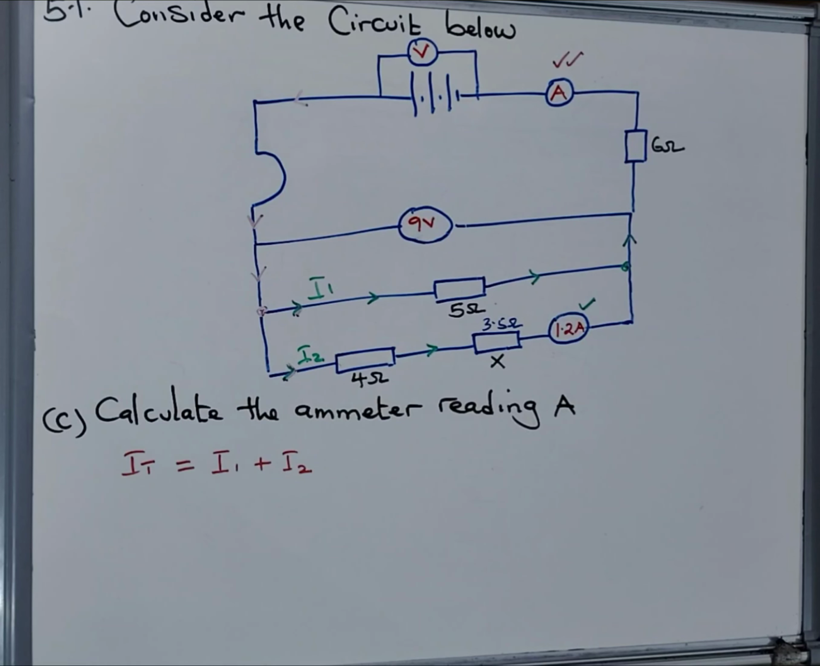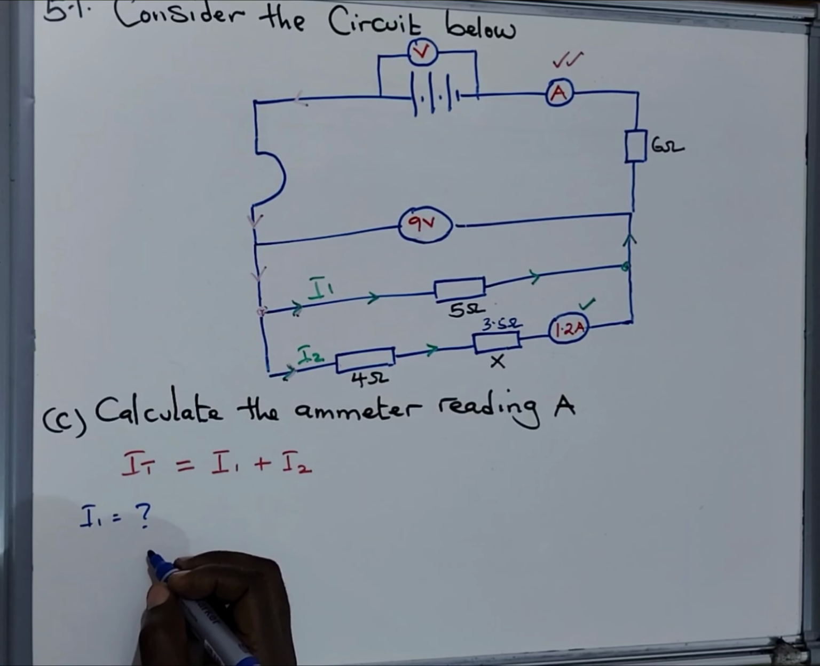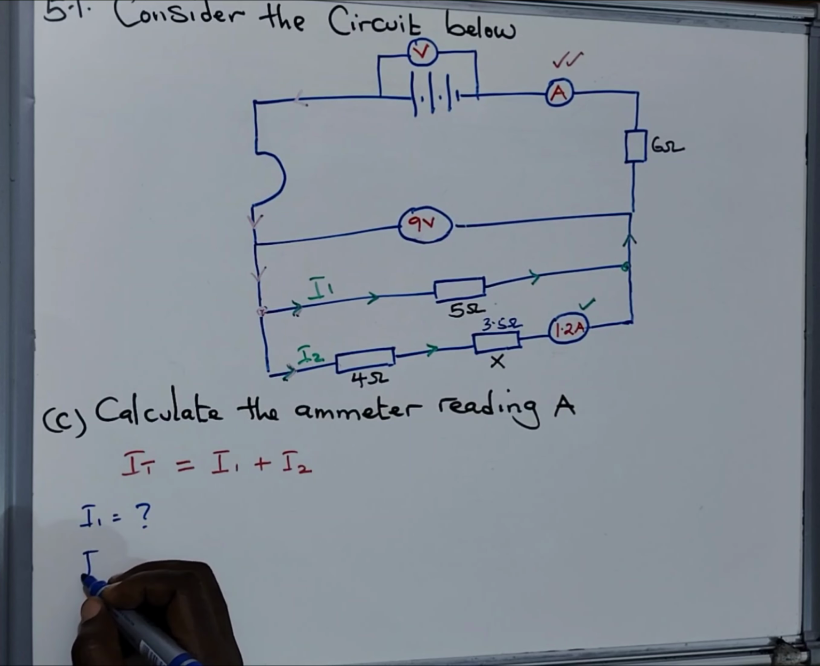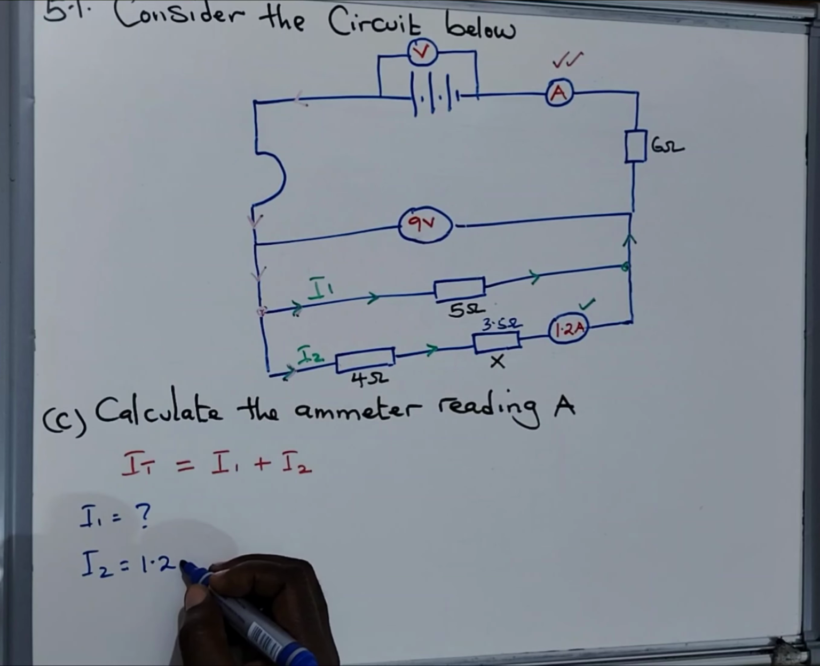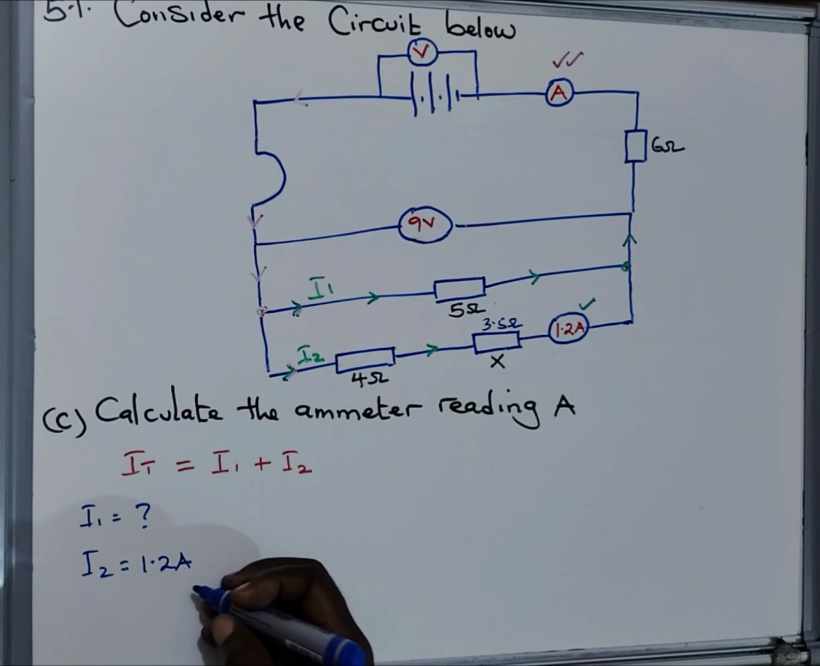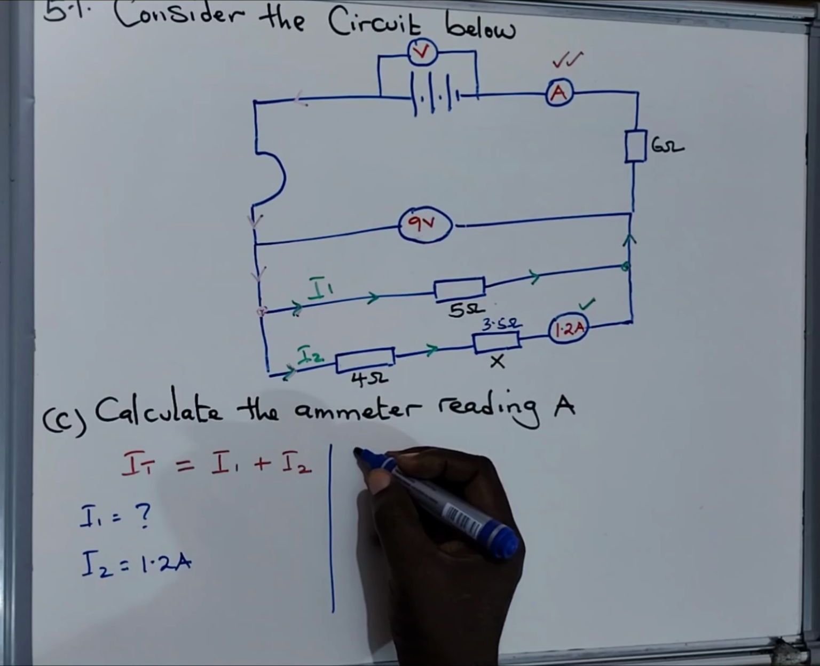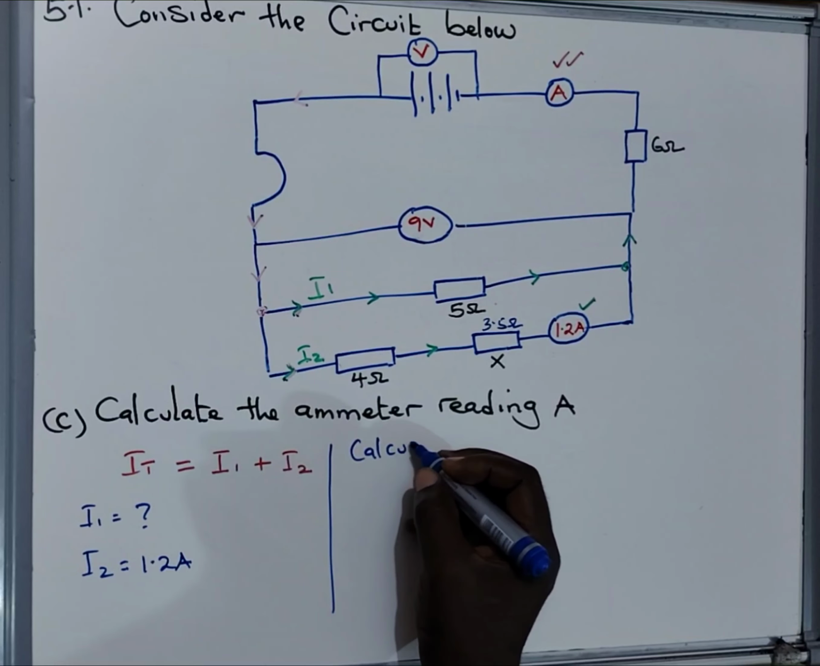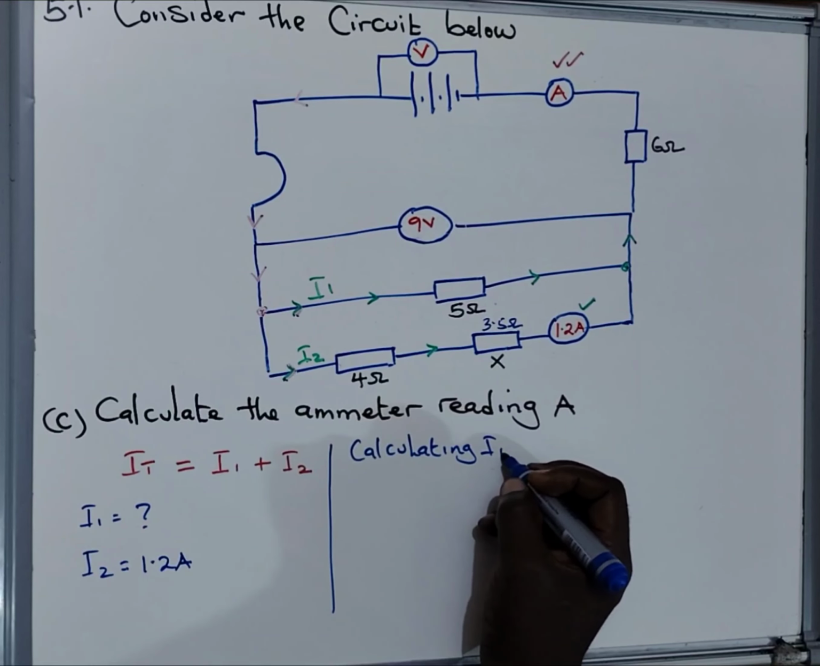So if that is the case, then we have to know that I1, we don't know it, but I2, we know it was given. It is 1.2 ampere. So what is pending here is to calculate I1. So we can say calculating I1.